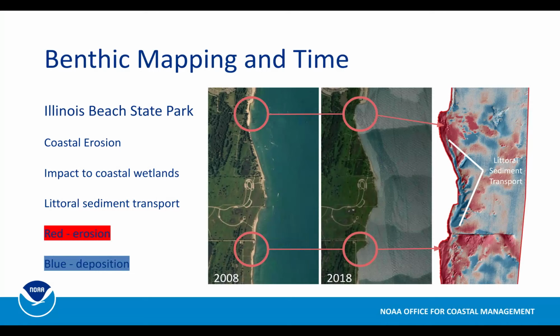Additionally, these environments are changing over time, and what's remarkable is how quickly they are changing. Here's an example from Illinois Beach State Park, showing the coastal erosion that is evident in the 2008 to 2018 aerial imagery, and of course, the change that we see in the nearshore environment as well, in the picture to the far right, also showing the difference between digital elevation surfaces from 2018 to 2008.